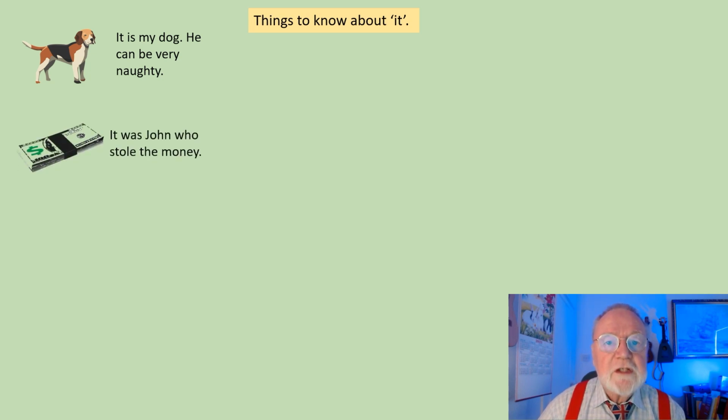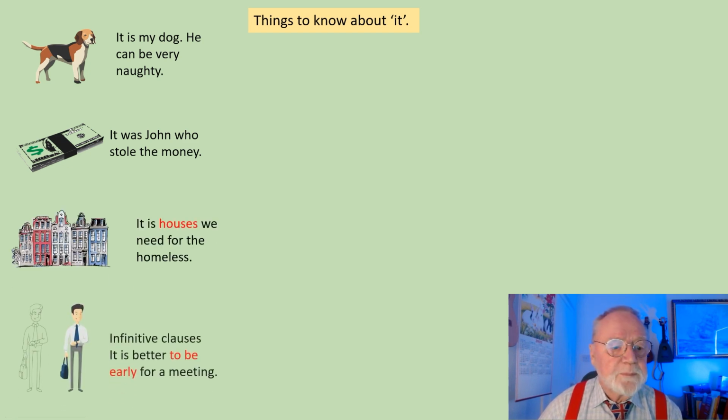We use it to introduce a sentence or a phrase, to help it flow. It was John who stole the money. It is not really the subject of this sentence. John is the subject. And if I put it in a conventional way, I would say John it was who stole the money. But that wouldn't make a lot of sense to most people, so we use the introductory it. It was John who stole the money.